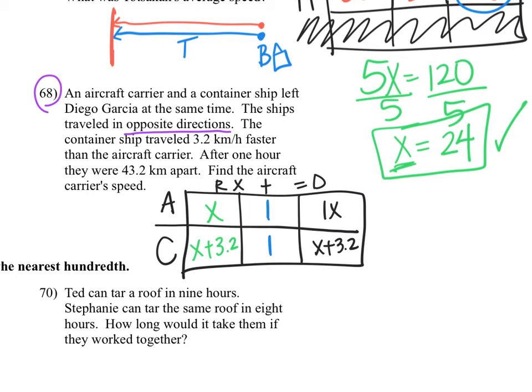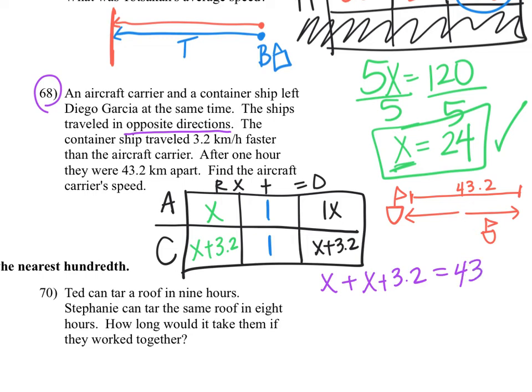So let me draw a picture of what this looks like. I have a ship that goes this way, and then the other ship that goes that way. And from here to here is the distance 43.2. So I'm not going to set them equal to each other because they didn't go the same distance. But I can add them together. So I'm going to do x plus x plus 3.2 equals 43.2.